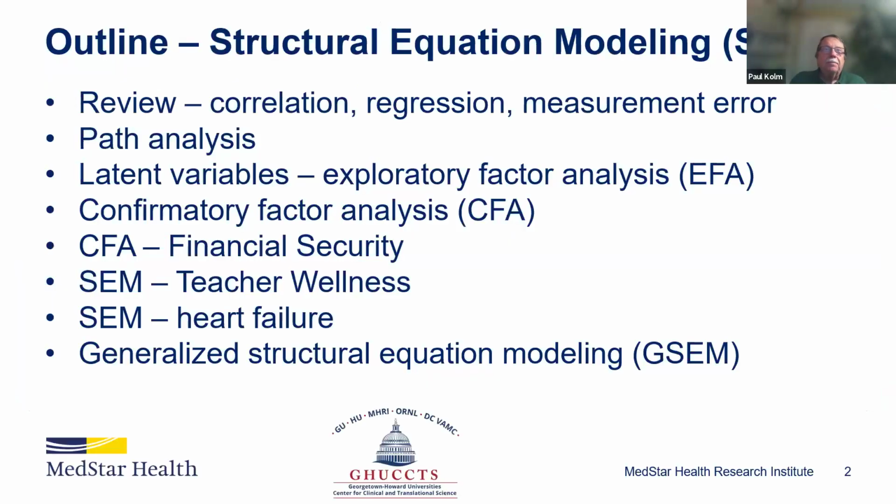In terms of an outline, I'm going to do a little bit of review of correlation and regression. Then we'll talk about path analysis and what a latent variable is. And then talk about factor analysis. Probably most everybody is familiar with exploratory factor analysis, and we're going to focus on what's called confirmatory factor analysis. And then I'm going to go over three specific examples.